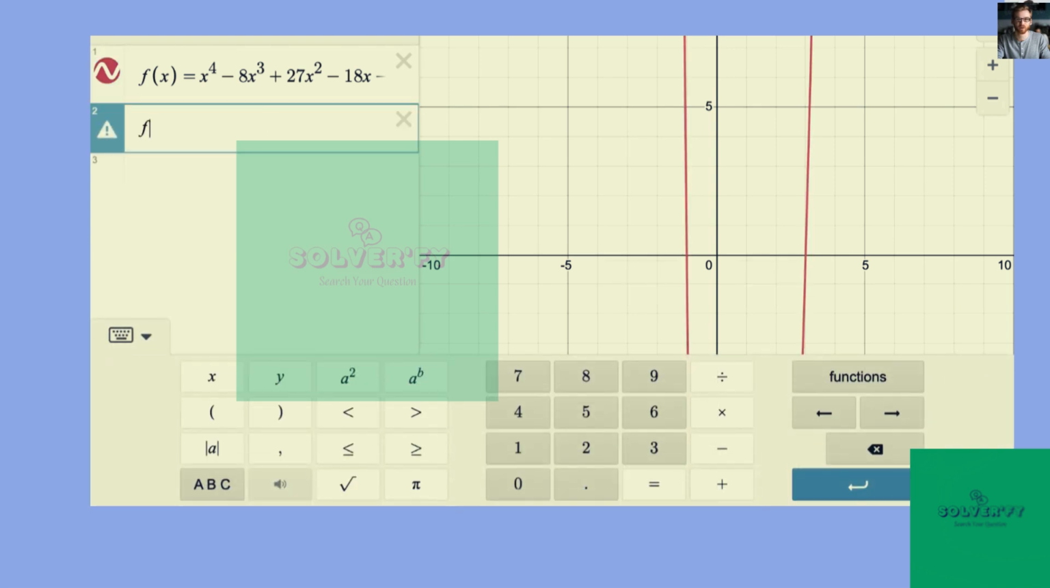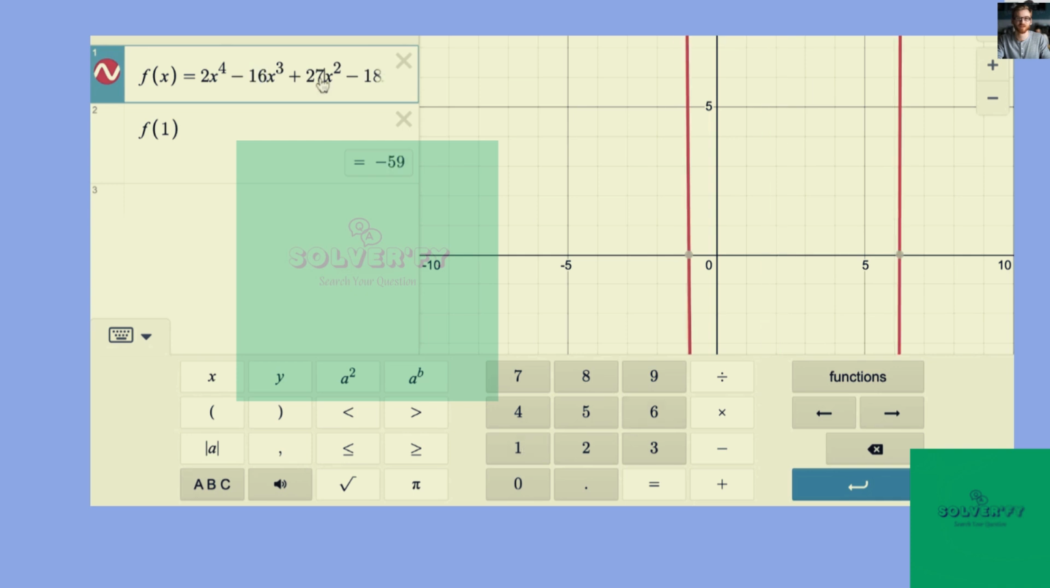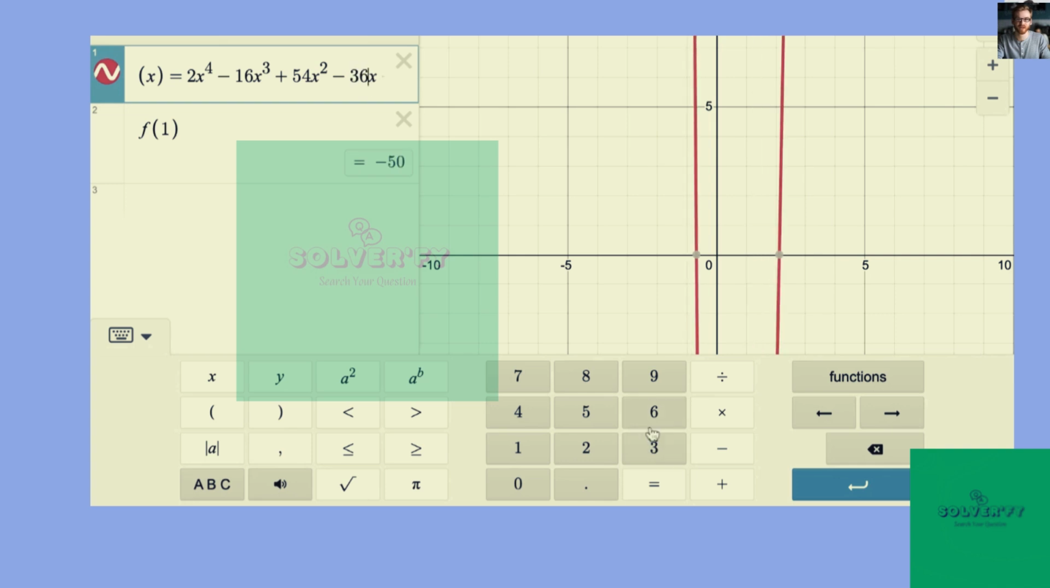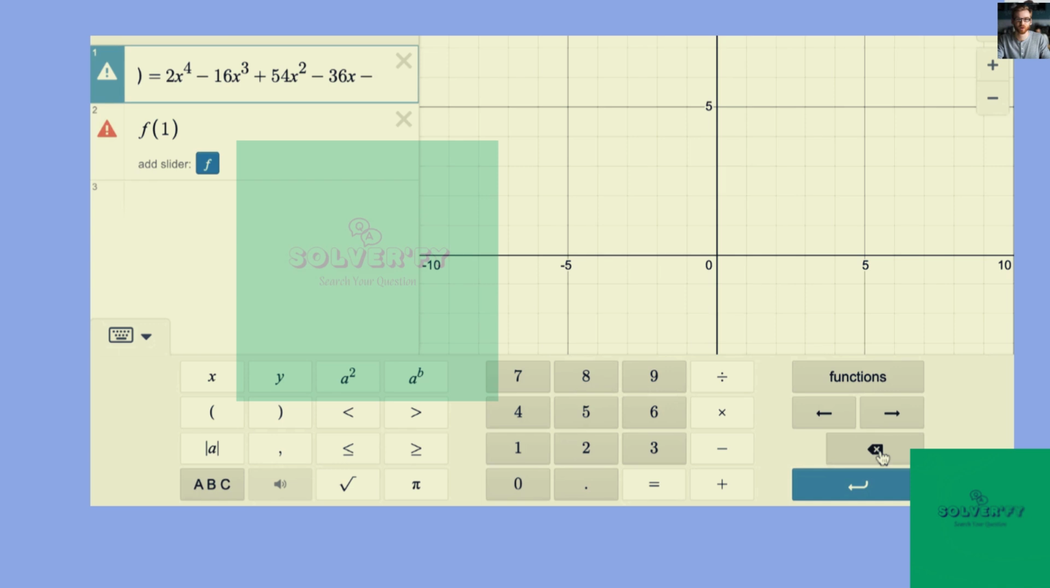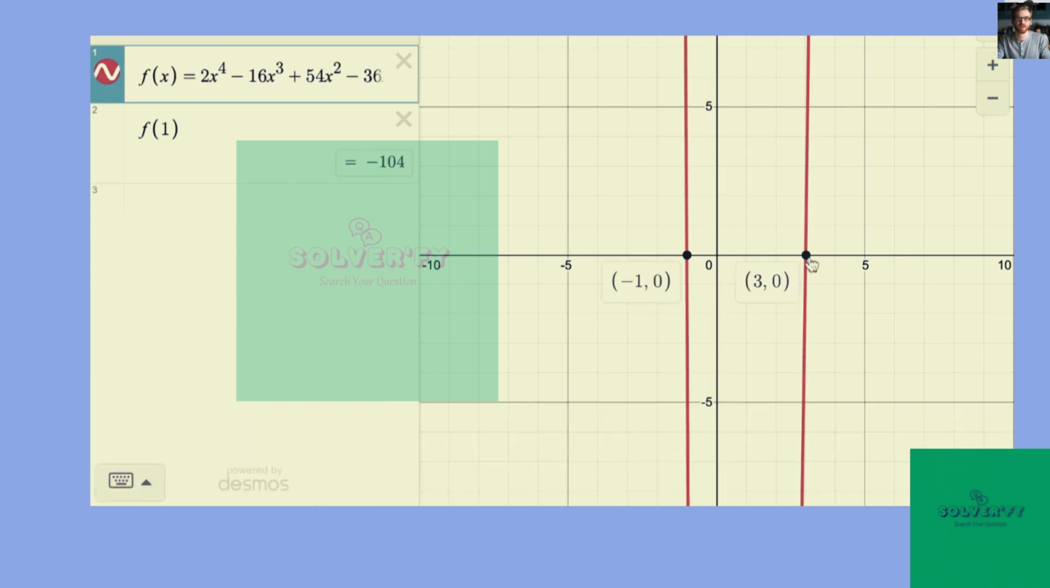It's supposed to be true that f of 1 is negative 104, but it's not. It's negative 52. What this means is we would want to double, because we need to get that twice as large to get from negative 52 to negative 104. So you just double all the coefficients. Negative 8 would go to negative 16, 27 would go to 54, and negative 18 would go to negative 36, and 54 would go to 108. And there's our f of 1 is negative 104. Still with the same zeros because we scaled it.